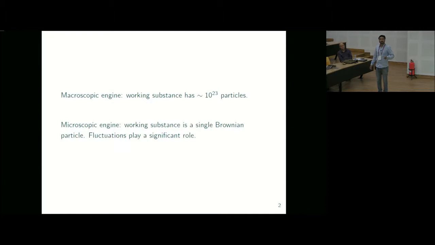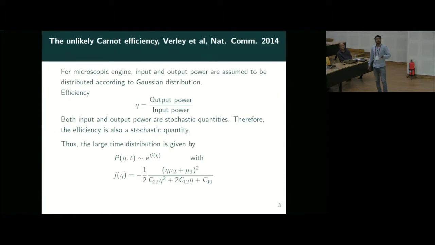In a macroscopic engine there are almost 10 to the power 23 particles. But in a microscopic engine there can be only one Brownian particle, and in that case the fluctuations play a significant role. In 2014, there was a Nature Communications paper by G. Verley and Mukamel's group, from the University of Luxembourg. They published a paper called "Unlikely Carnot efficiency." People just assumed before that that Carnot efficiency may be the most probable efficiency, but they showed that the Carnot efficiency is not the most probable. It is the least probable efficiency one can see in the large deviation function.